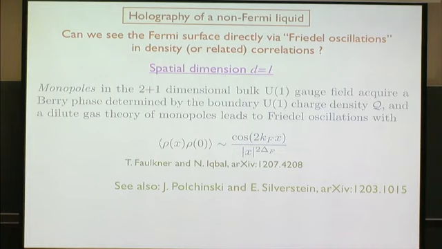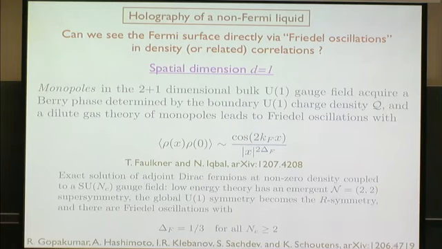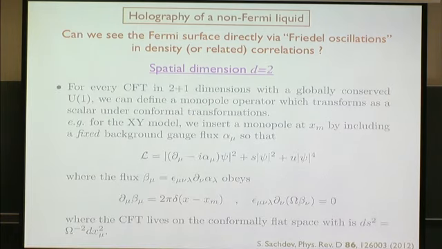The proposal that the answer has to do with monopoles was made by Faulkner and Iqbal in the simpler case of one dimension, where they in fact showed in a very nice calculation that once you put in bulk monopoles in the 2+1 dimensional bulk theory, you could reproduce Friedel oscillations in the density correlation function of the boundary CFT. So what we've done is an analog of that in 2+1 dimensions.